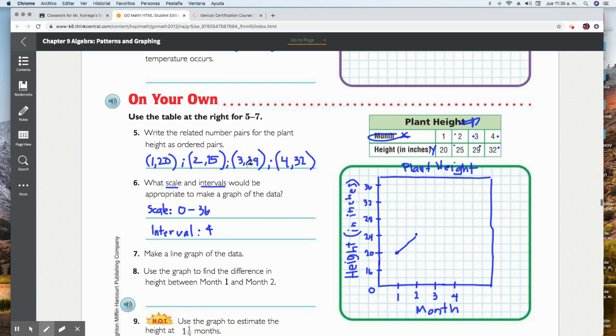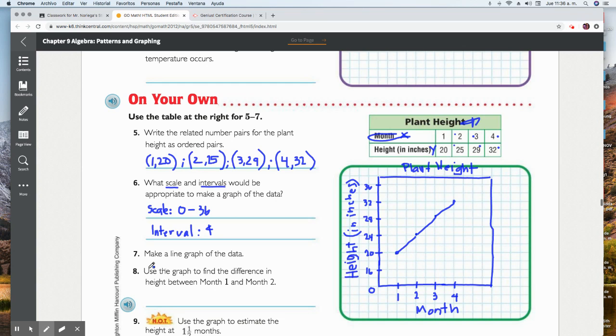Month number 3, I need to go all the way to 29. So 28 is this line, so a little bit higher. Then I'm going to connect this line segment with the point that I just plotted. And month number 4, I need to go to 32. So all the way to 32. Plot a point and connect it with a line segment. So there's our line graph. This is number 7, make a line graph of the data.